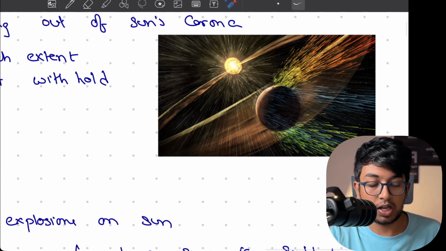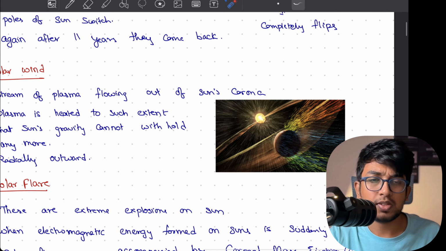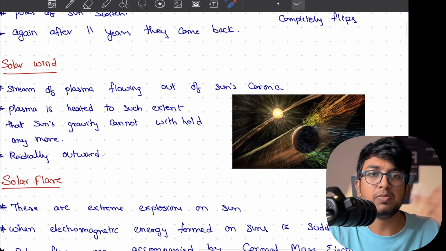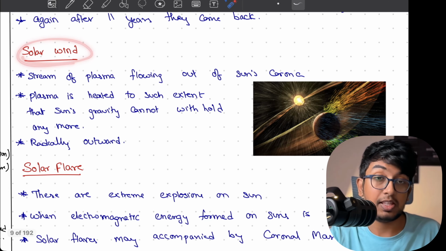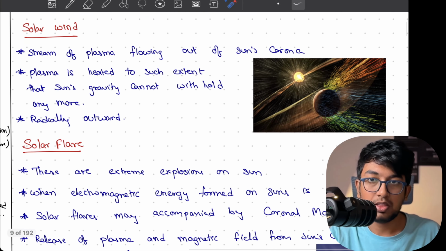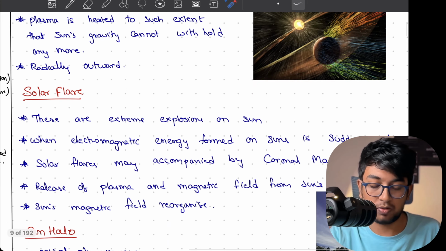You see here how dangerous it is. It is not like how we discuss it simply. Out of the sun's corona, there is the sun's plasma coming out. That is called solar wind, and this happens many times. So this is called solar wind. We'll talk about the effects very soon.